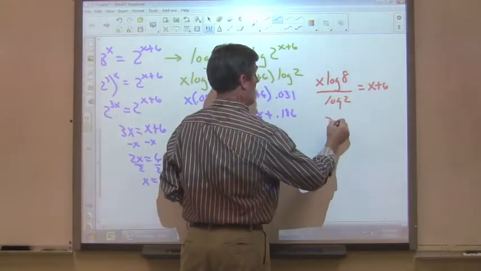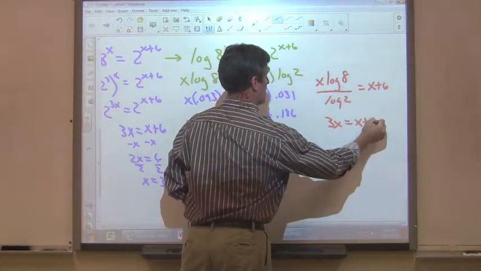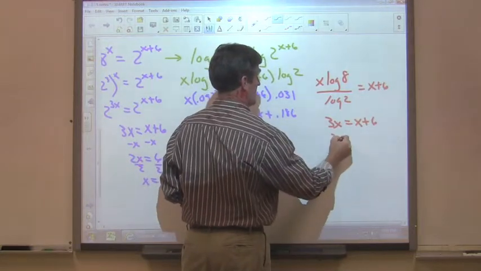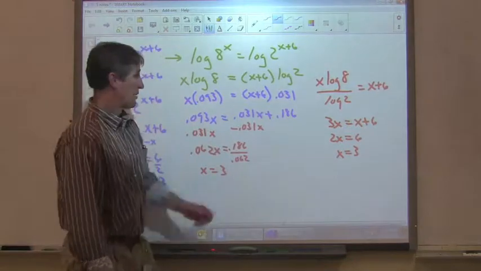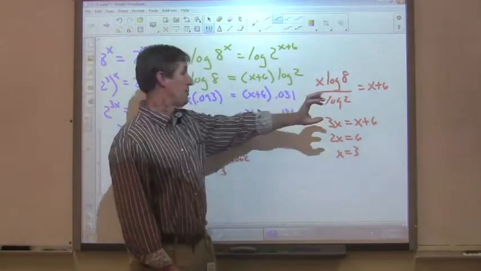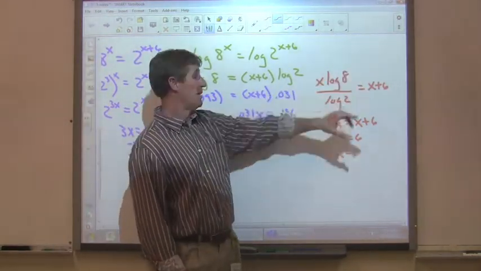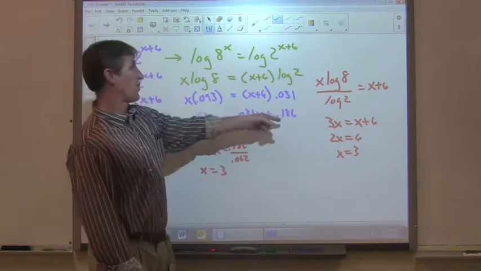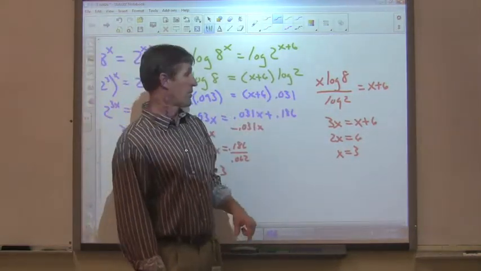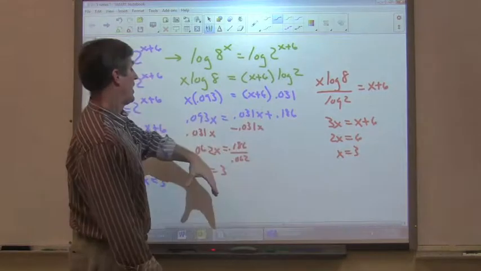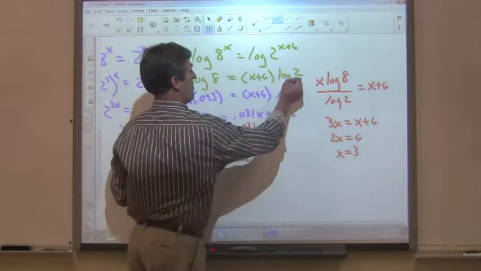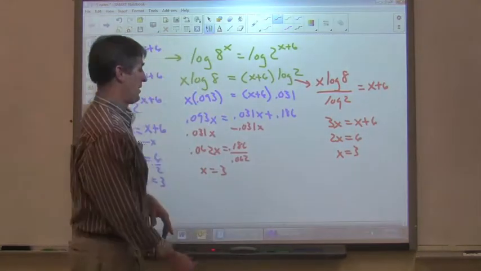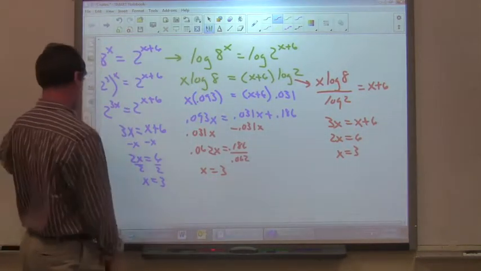So I get 3x equals x plus 6. Subtract x, 2x equals 6. So x equals 3. So by leaving it in the form of a logarithm as long as possible, I don't have to work with all these decimals as I go through. But totally up to you. Sometimes you do need to put the decimals in early, but again, I would most of the time do it that way. So let's look at another one.